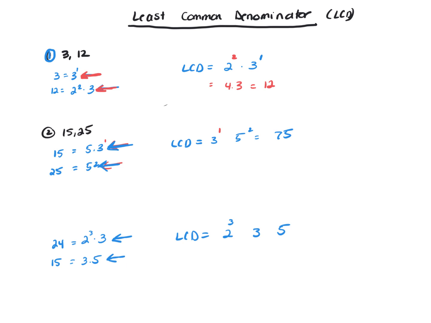What's the most a 3 shows up here? Once. Down here, once. The most I said was once. What's the most a 5 shows up here? None. Down here, once. So my LCD is 8 times 3 times 5, and that's 24 times 5, which is 120.